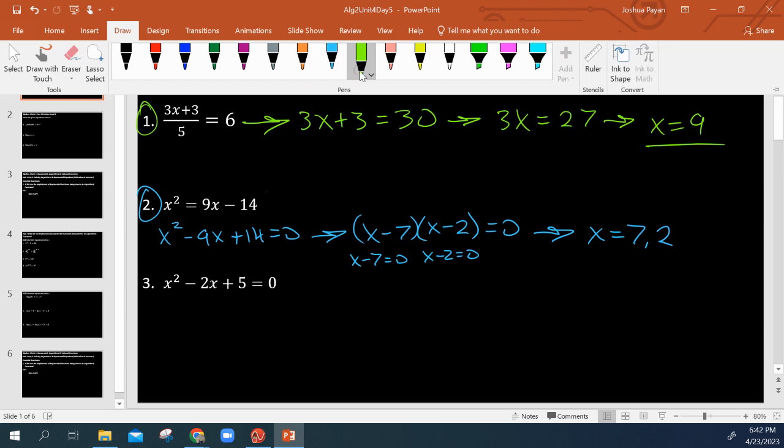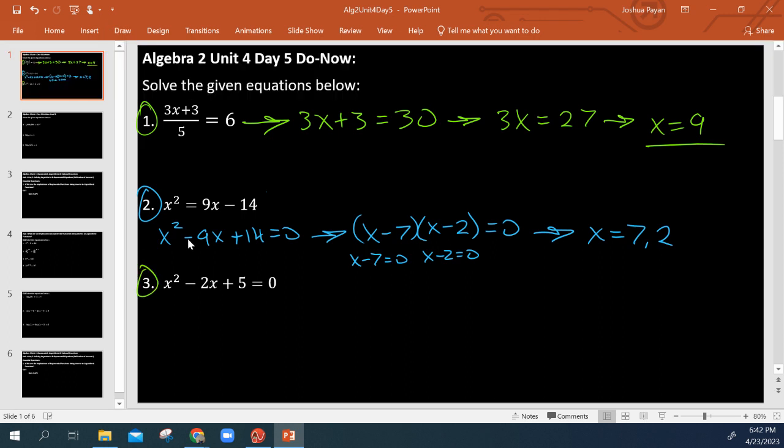Okay, next one. So this guy is not factorable. There are no factors of 5 that will ever combine to give me negative 2. I could use the quadratic formula, or I could complete the square. I'm going to complete the square because the quadratic formula is way overkill for this. And you're going to see we're going to get some complex solutions, which we haven't seen in a while. So I'm going to go ahead and complete the square here.